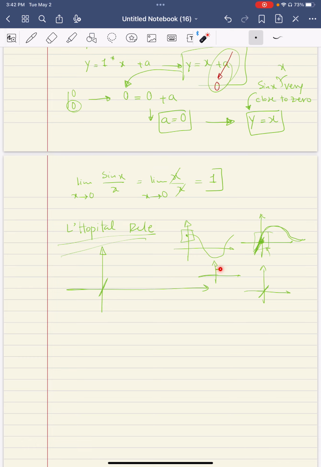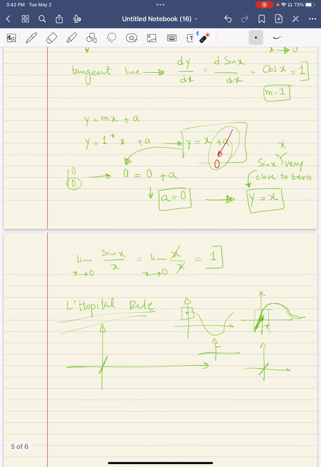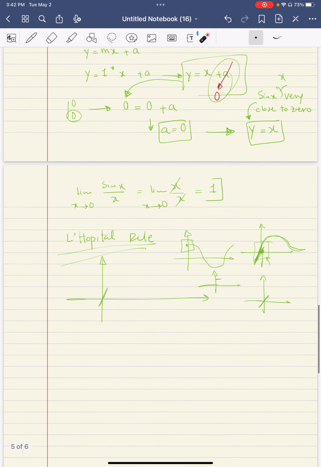And by finding the tangent line, or the m, you can replace the new equation that you find for your function, like for sine x, it was x. I replaced x and I could find the answer. If it was cosine x, it would be the same as well.